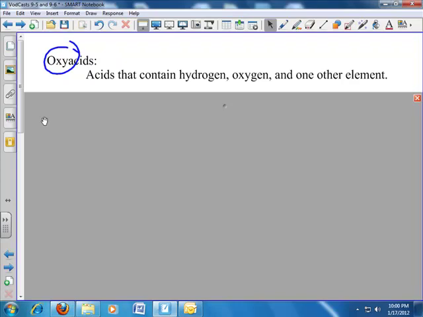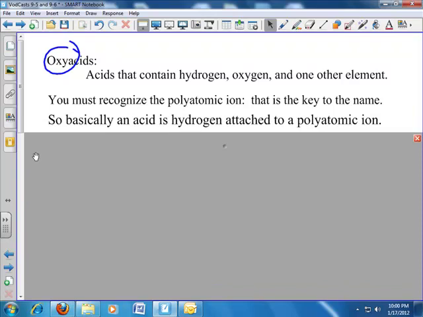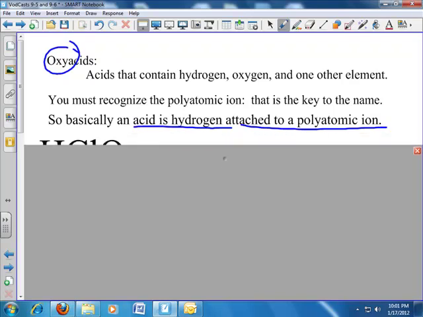So an oxyacid is an acid that contains hydrogen, oxygen, and one other element. One of the things to learn right now is that recognizing that you have a polyatomic ion is actually the key, because basically an acid is hydrogen attached to a polyatomic ion. So that big polyatomic ion list that you have, if you put hydrogen in front of any one of those, you now have an acid. Okay? So that's kind of what we're looking at here.